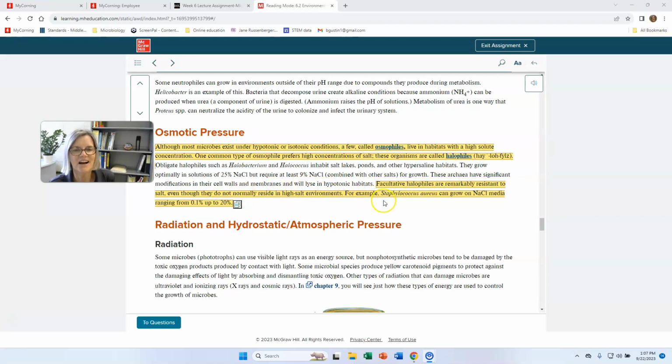And even our just everyday staphylococcus that's found on our skin can grow in salt that's up to 20%, which is pretty high. And the reason is because our skin is very dry, and therefore the salt concentration relative to the bacteria is going to be high. So a lot of skin bacteria can be considered facultative halophiles. So these are not uncommon.